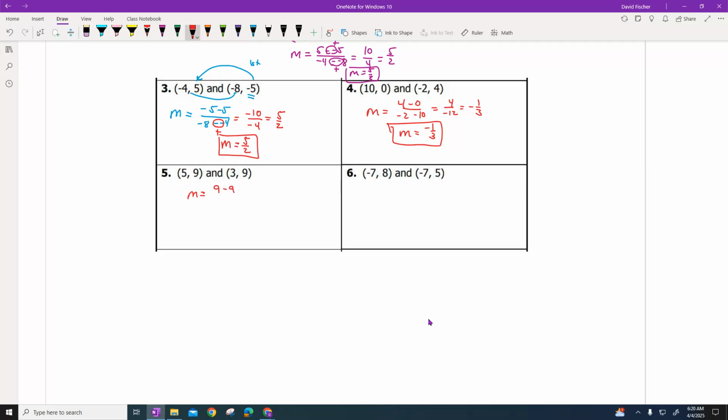This one's going to be the crazy one. 9 minus 9 over 3 minus 5. 9 minus 9 is 0, and 3 minus 5 is -2. Now this is the one that's a weird one. Is 0 divided by -2 equal to 0, or is it undefined?